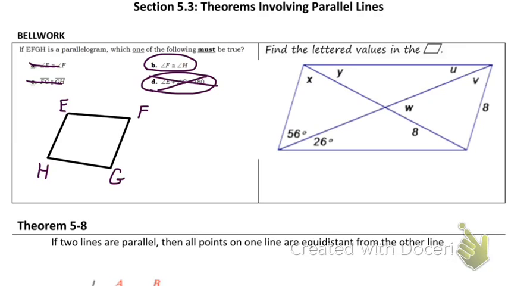All right, our next one, we are supposed to find all of these values. It is a parallelogram. So the easiest ones to find are the ones that are alternate interior. So if this is 56, V is 56. If this is 26, U has to be 26. Now we're kind of stuck unless we have this 8 and 8. And since we have 8 and 8, it's an isosceles triangle. Isosceles triangles have base angles that are the same. So W is also 56 degrees.